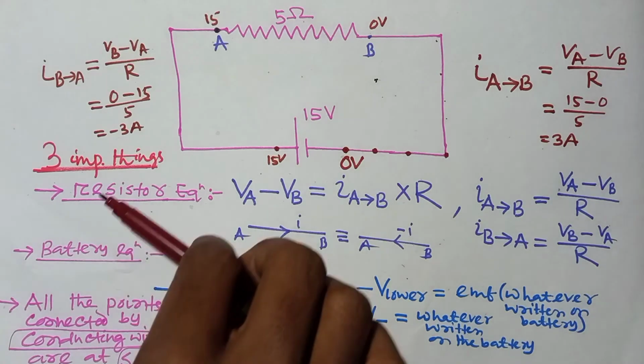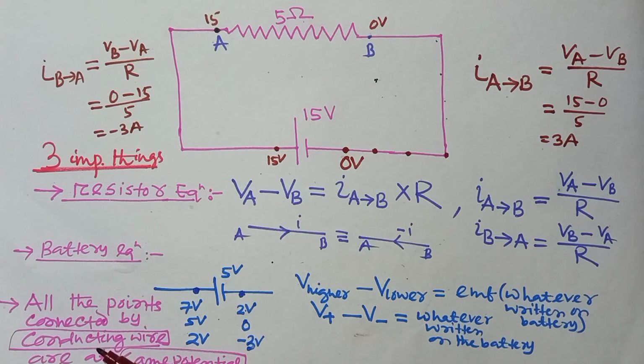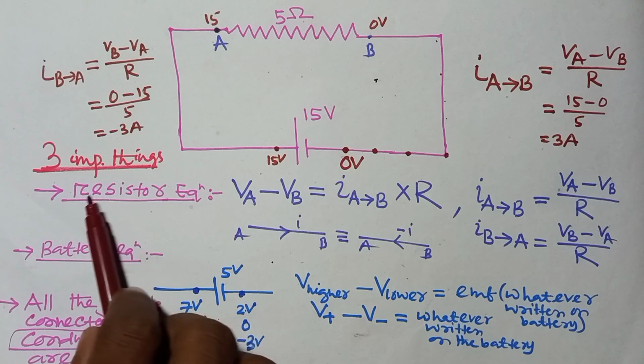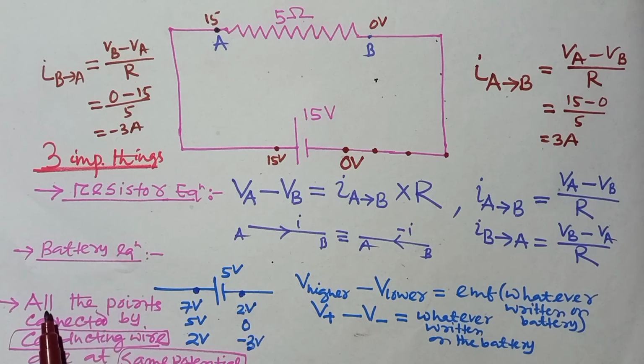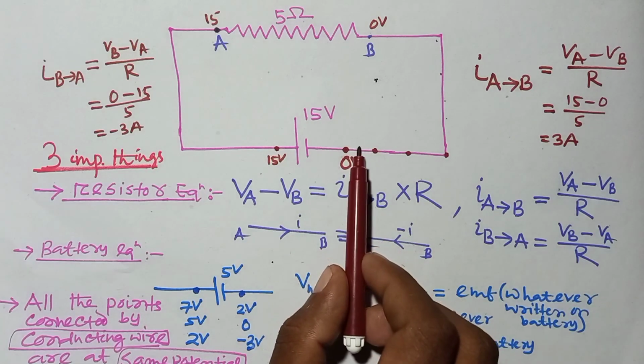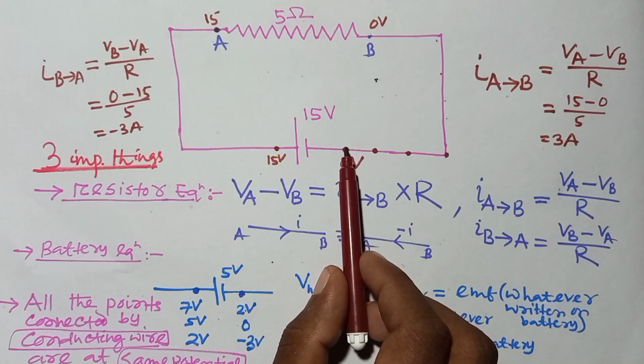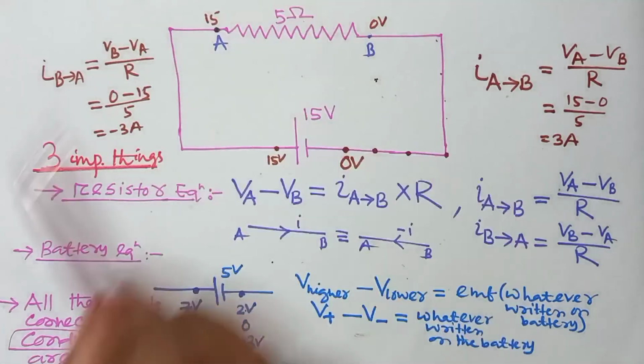So these are the three very important points you have to keep in your mind. You have to apply these three points while solving any type of electrical circuit: the resistor equation, the battery equation, and the conducting wire means same potential. And you have to take the potential of any one point to be 0, and accordingly write down the potentials of the other points.